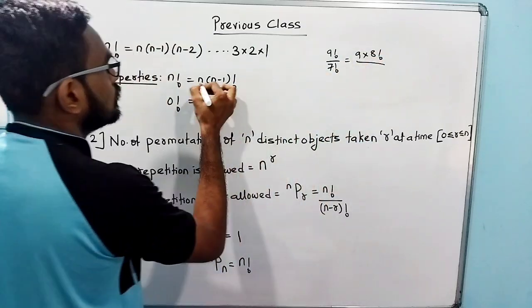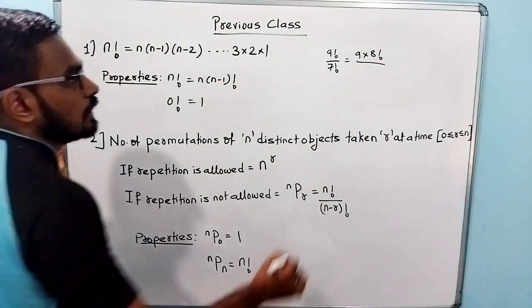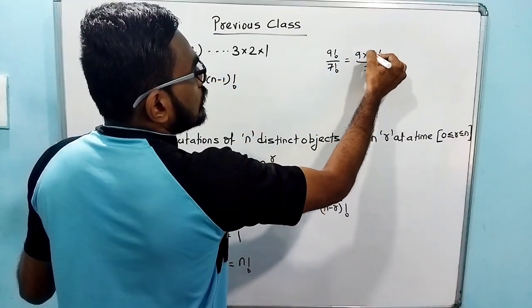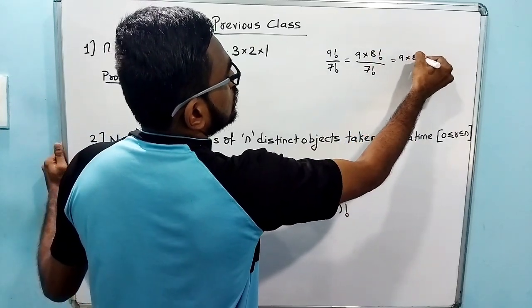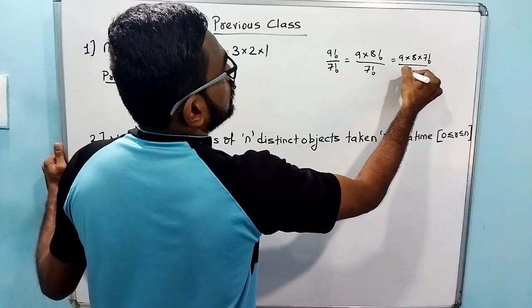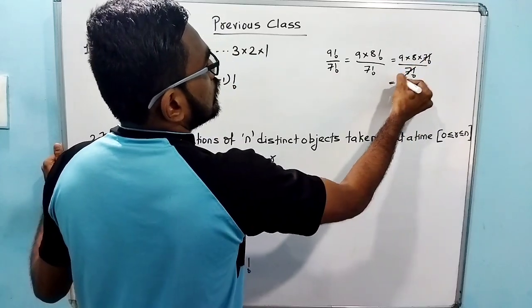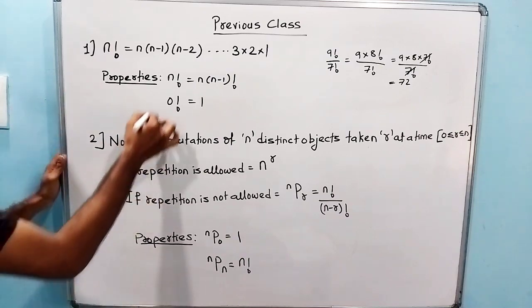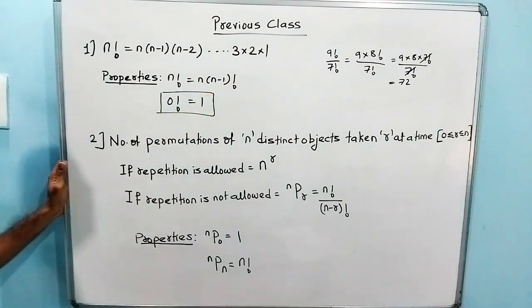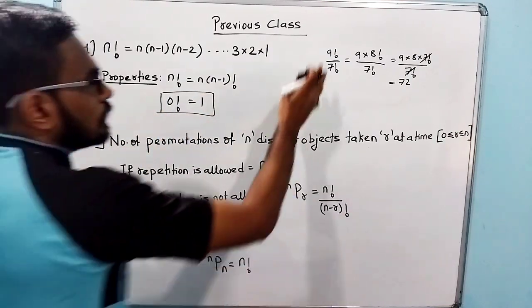n factorial is equal to n into n minus 1 factorial. Then again, this 8 factorial I can simplify to 8 into 7 factorial. Then this and this we can cancel. So we get 9 into 8, 72. Then second thing, this is also very important, 0 factorial is 1.